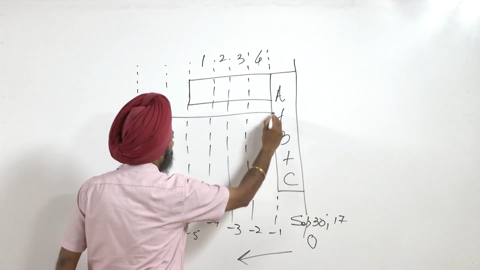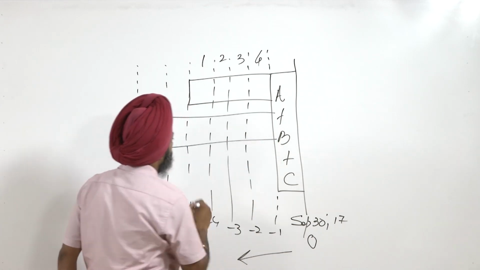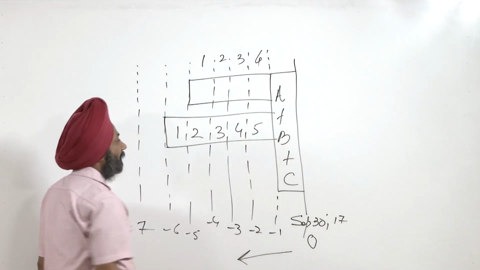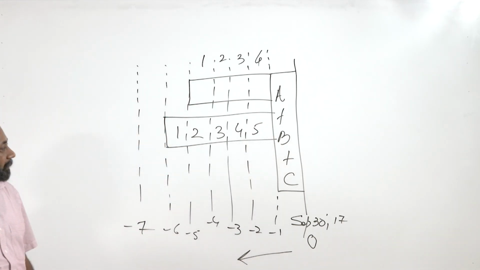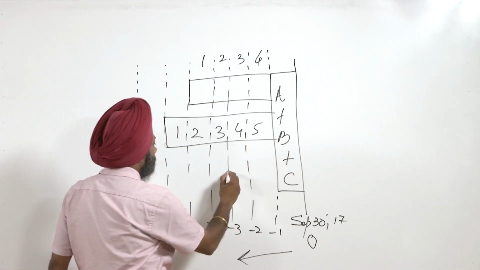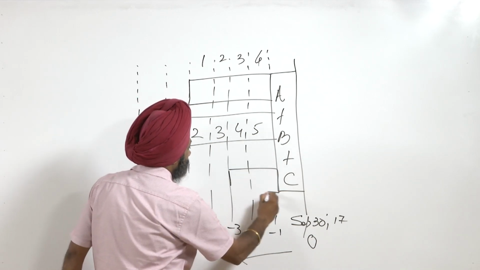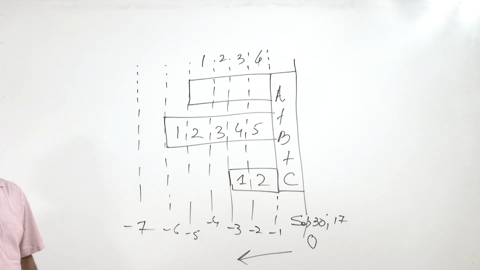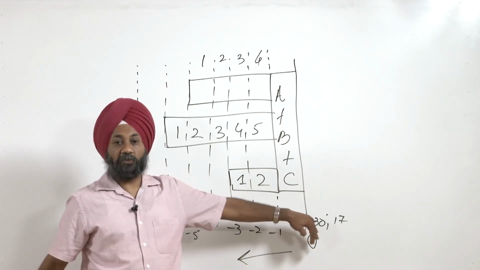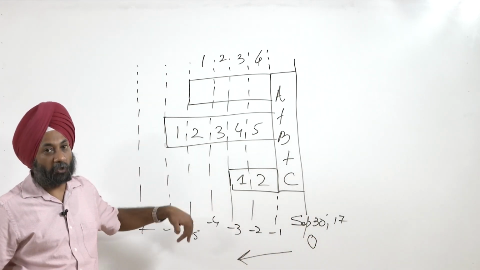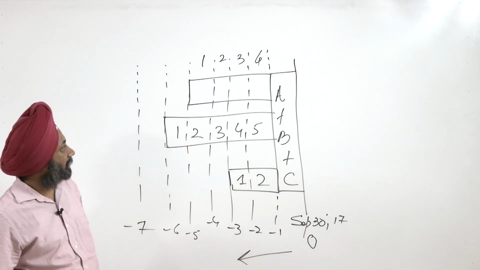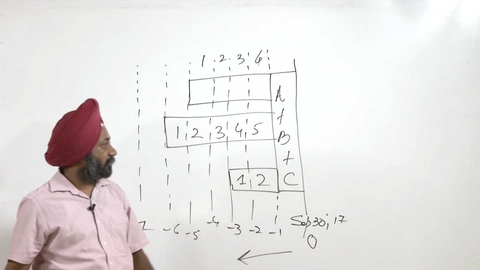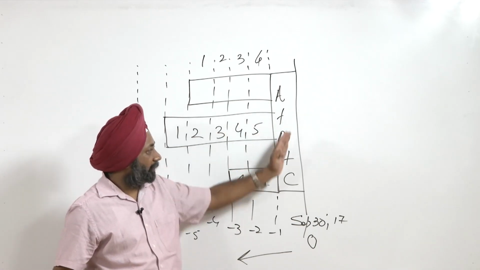Maybe we can see 1, 2, 3, 4 and 5 days are required for component B. Similarly, maybe C requires only 2 days of processing. Now we can do the calculation or see the manufacturing lead times for each of these subcomponents, that is subcomponent A, subcomponent B and subcomponent C, and final assembly of A, B and C.